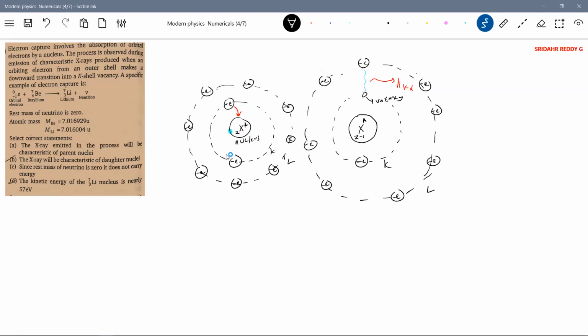So in physics, what happens? I can bring a numerical. The X-ray emitted will be characteristic of the daughter nuclei. First of all, what about the energy released in the process? This should be equal to the mass of beryllium. There's a beryllium, and we also have the neutrino.